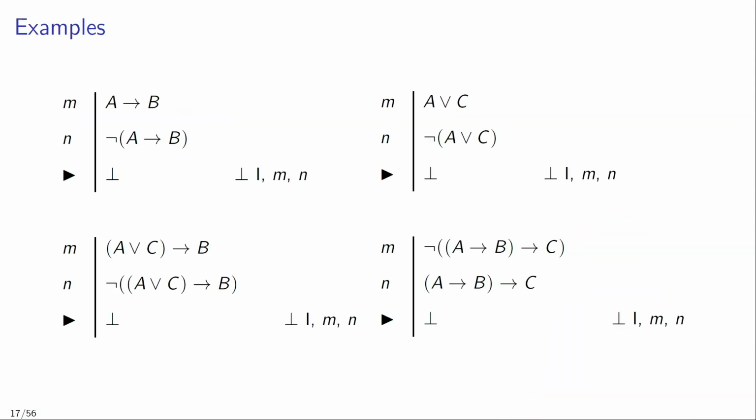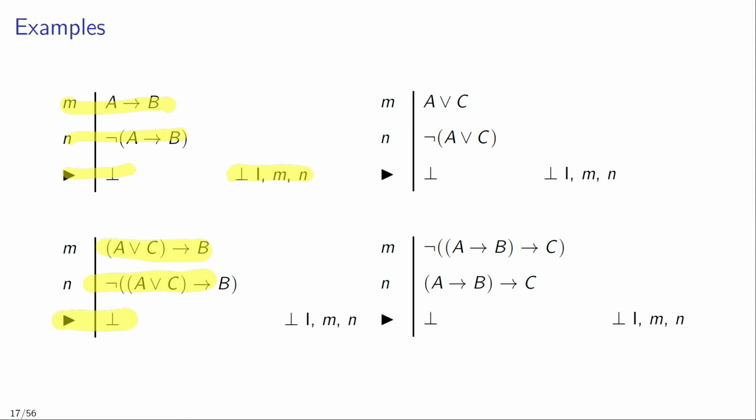So here are a couple of examples illustrating the use of this rule. Suppose that in line M you have the conditional if A then B, and in line N you have the negation of this conditional. It's not the case that if A then B. You can then infer bottom and justify that inference by citing bottom introduction as applied to lines M and N. Or suppose that in line M you have the sentence if A or C then B, and in line N you have the negation of this sentence. It's not the case that if A or C then B.